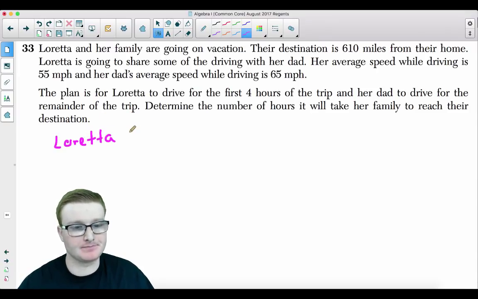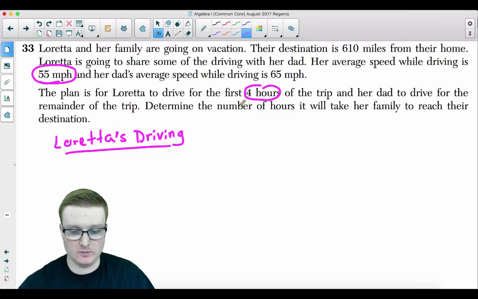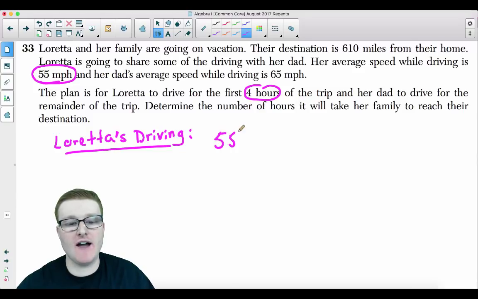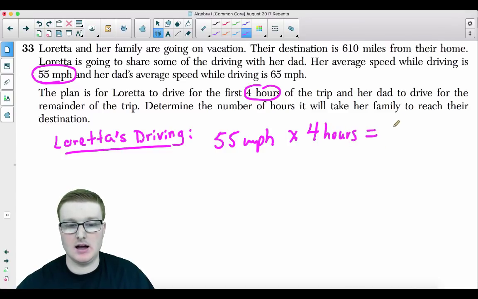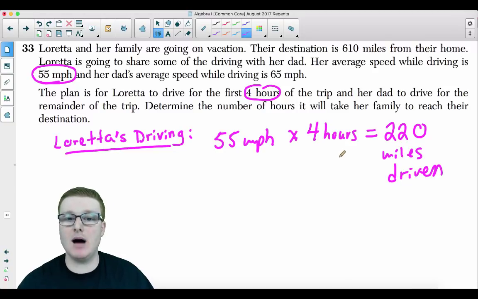So I'm going to put this as Loretta's driving. They already tell us that she's driving 55 miles an hour and she's driving for 4 hours. So if we take her 55 miles per hour and multiply it by 4 hours, we get 55 times 4, which is 220. So this means that she drove 220 miles. You can just plug 55 times 4 into your calculator if you want to.